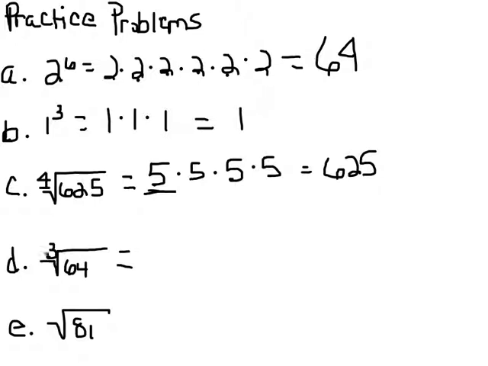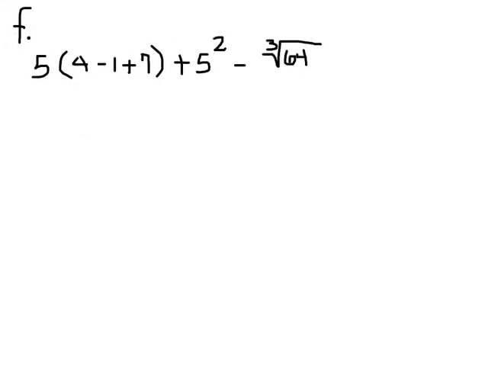What number times itself 3 times is 64? Well, 4 times 4 is 16, and 16 times 4 is 64. So that number would be 4. And in E we have, what is the square root of 81? That means what number times itself equals 81. If you know your multiplication tables, you know that that's going to be 9.